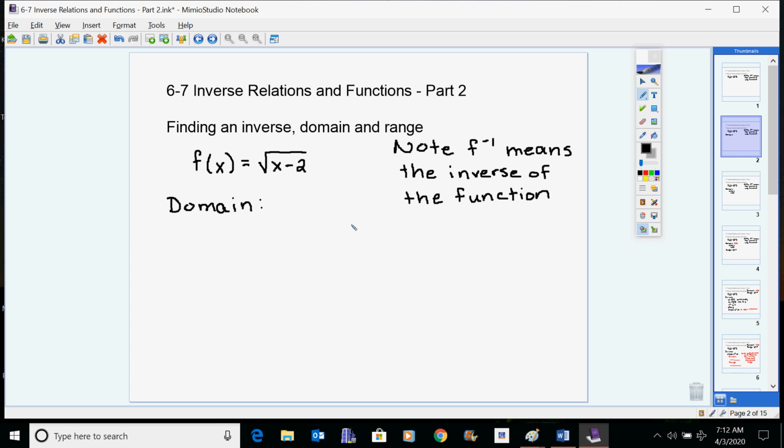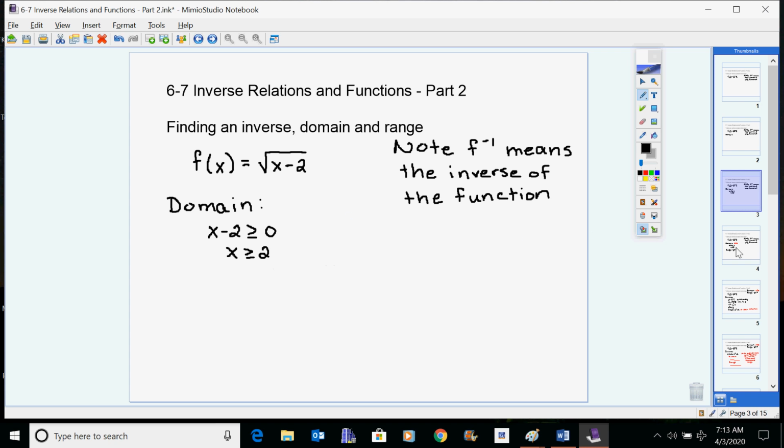So first of all, let's think about the domain of this original function. The domain is all of the possible x values that are allowed for this function. Now we're looking for the x values that will give you real answers. So in other words, I can't have a square root of a negative and get a real answer. So that means in order for us to have a quote-unquote legal x value, you need to make sure that x minus 2 is greater than or equal to 0. And when x minus 2 is greater than or equal to 0, it really means that our domain is all x such that x is greater than or equal to 0.